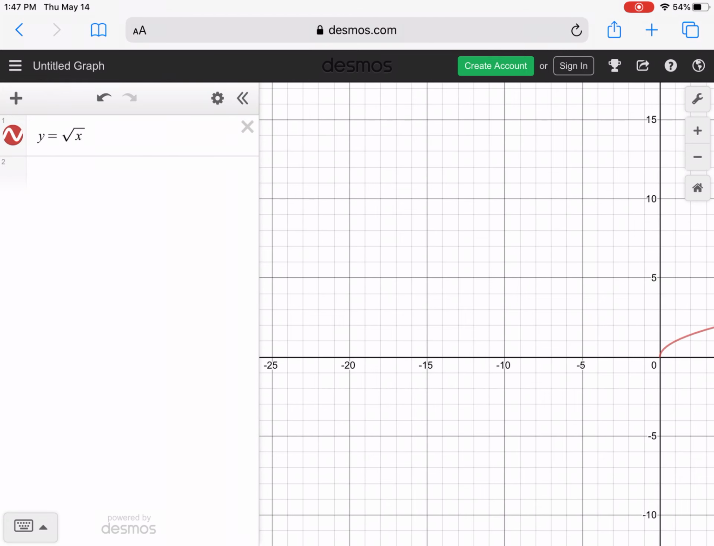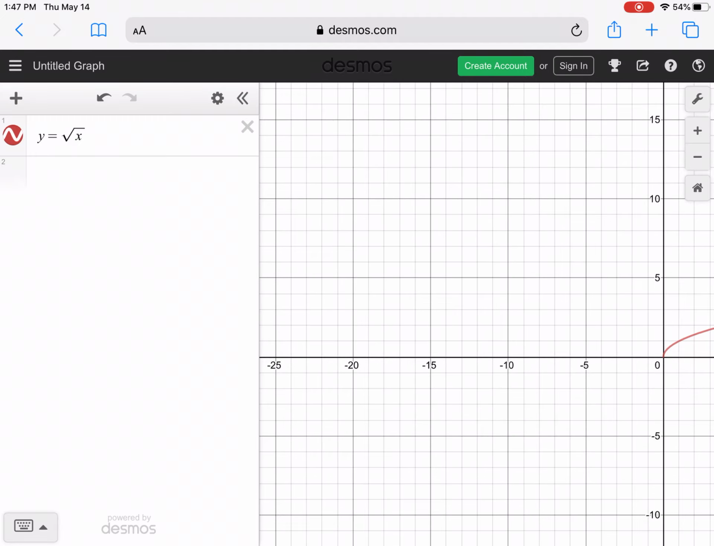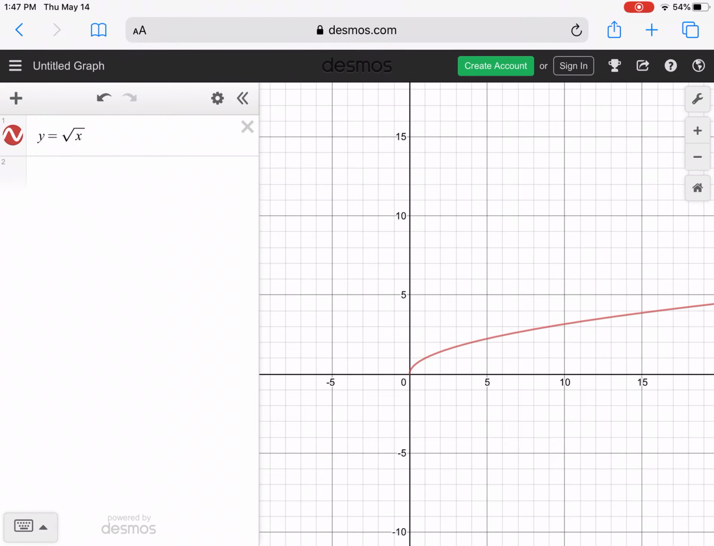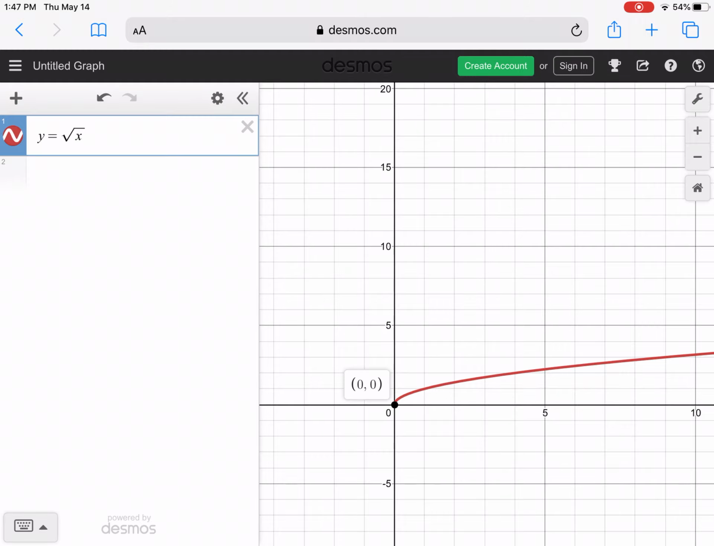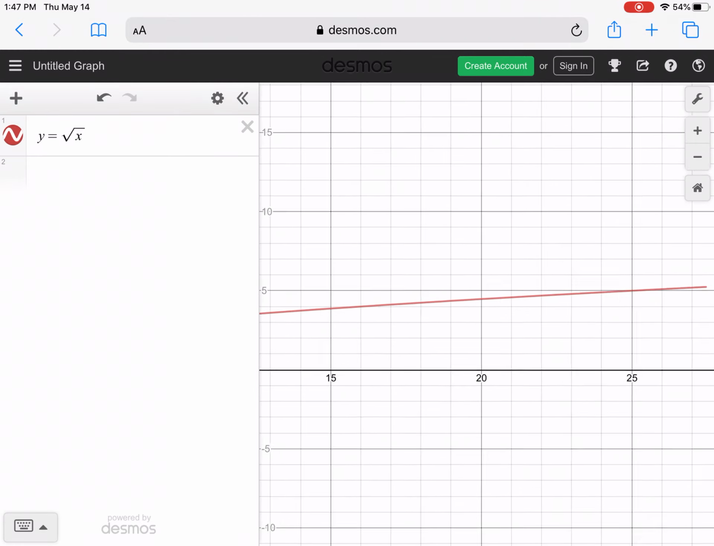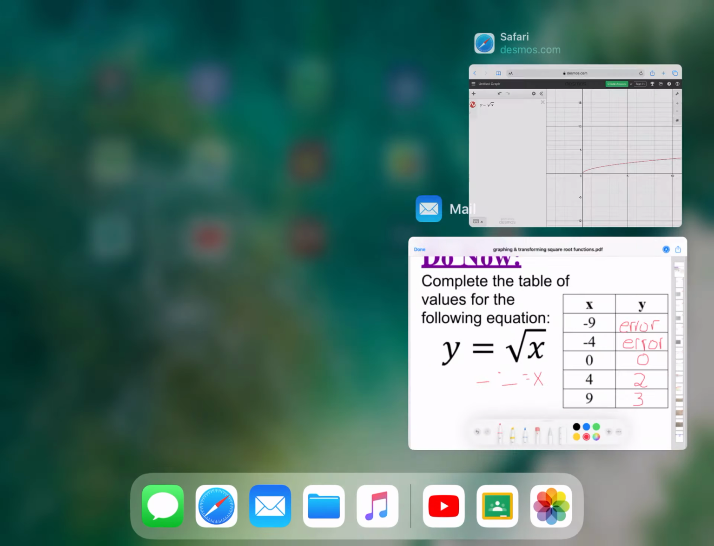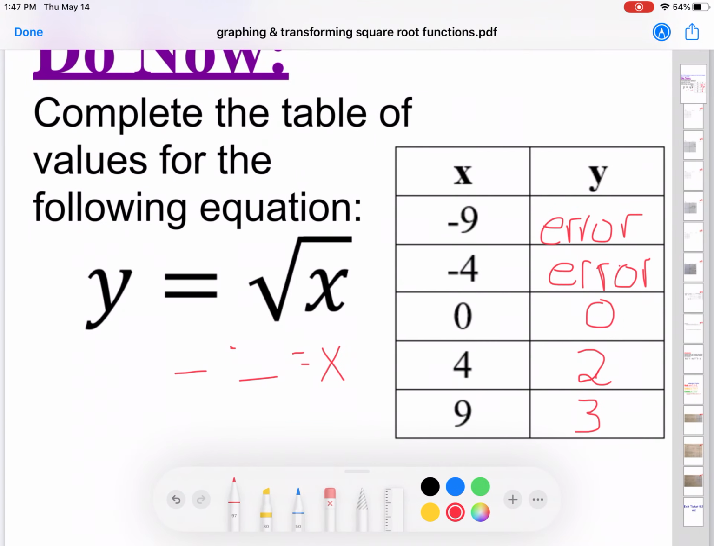Taking a look at what that graph looks like, you'll notice that none of the graph exists over here on the negative side. Like we just said, you can't take the square root of a negative number. So the first point that we see here is at (0, 0), and then you see that the graph gradually grows over to the right side here. So this confirms what we saw in our do now for the square root.